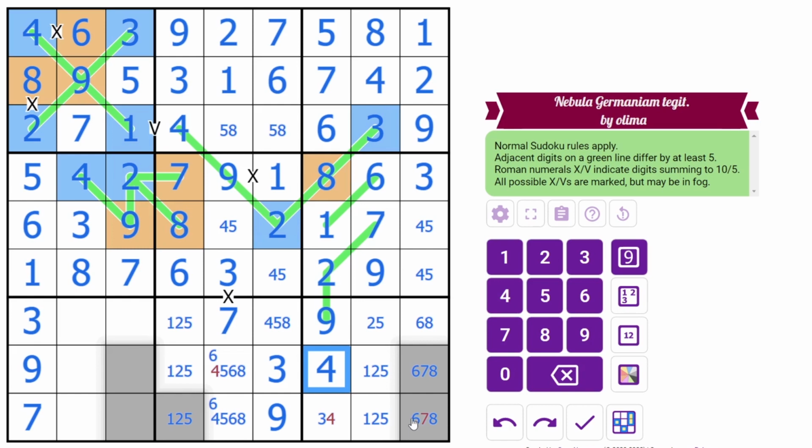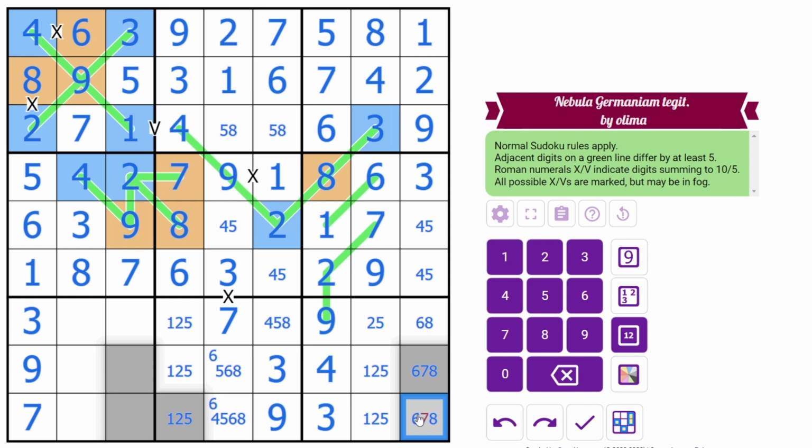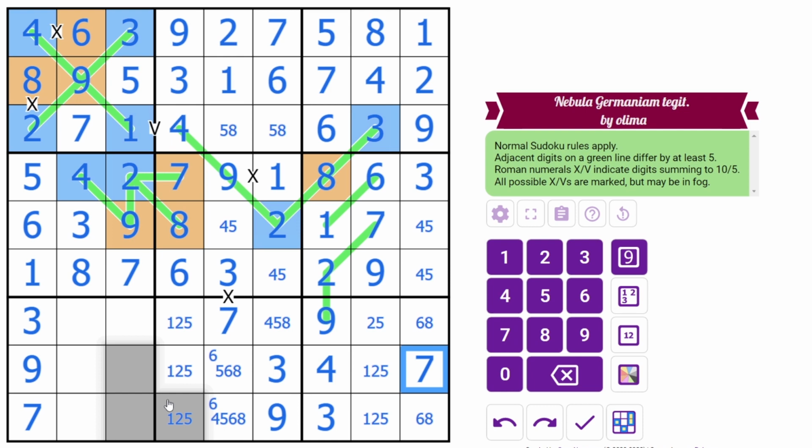What happened? This cannot be 4. This cannot be 7. 6, 8, 6, 8. This must be 7. Yeah, and I think all the fog is revealed. I don't think there is anything here, but there could still be something here. We don't know, theoretically speaking.